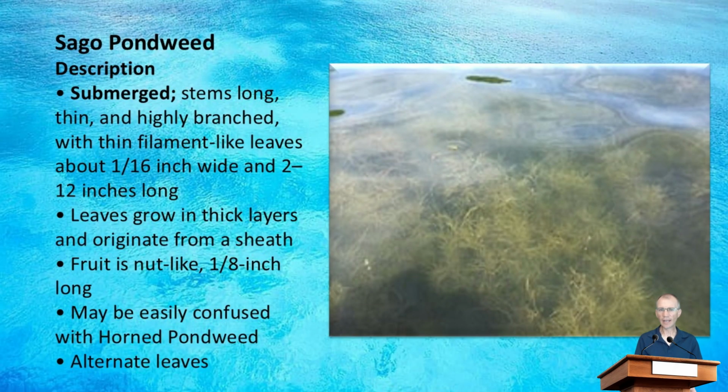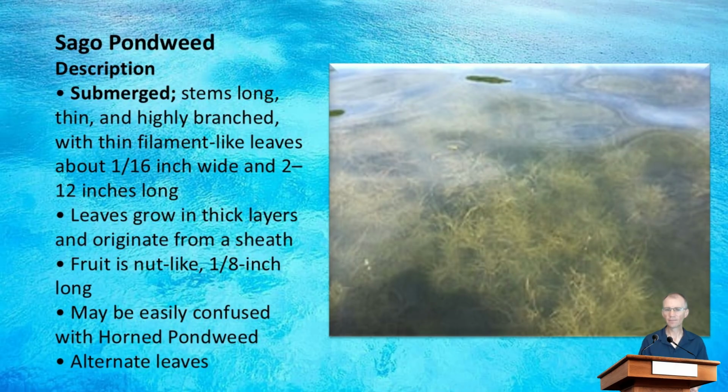Sago pondweed. Description: submerged, stems long, thin, and highly branched, with thin filament-like leaves about 1/16 inch wide and 2 to 12 inches long. Leaves grow in thick layers and originate from a sheath. Fruit is a nut-like 1/8 inch long. May be easily confused with horned pondweed.